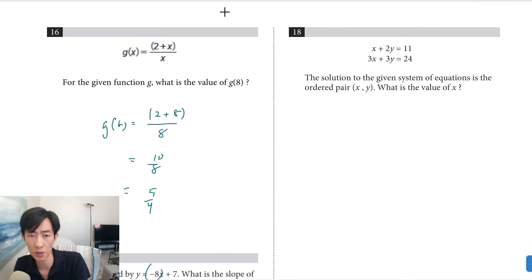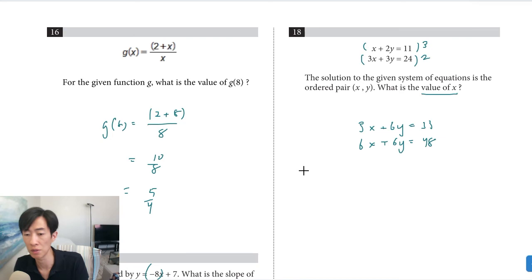18, the solution is the ordered pair x, y. What is the value of x? So strategy tip here, if we're solving for x, let's eliminate the y's. So 2 and 3, the least common multiple is 6. So let's multiply the top by 3, multiply the bottom by 2. I'm going to write that out. 3x plus 6y equals 33. The bottom is 6x plus 6y equals 48.